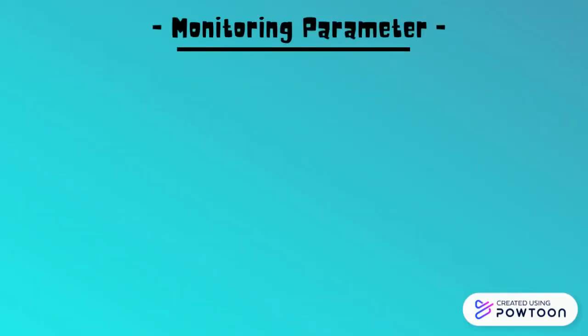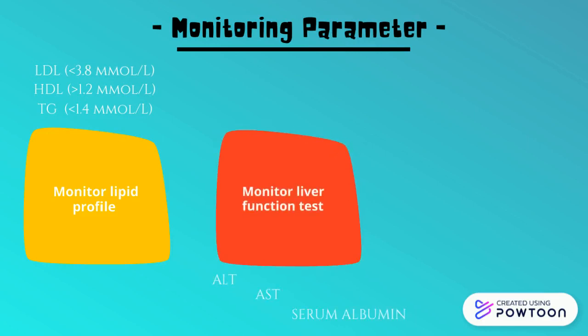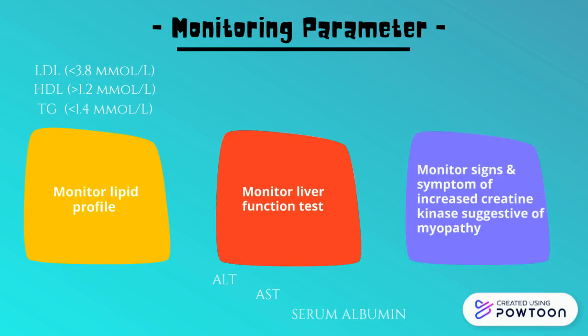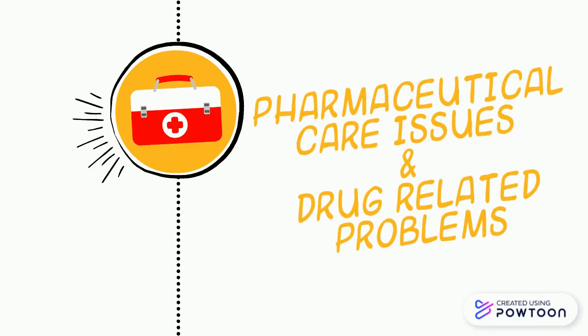For the monitoring parameter of dyslipidemia, we should first monitor the lipid profile, which includes LDL, HDL, and TG, to ensure that it is at a normal level. Next, we should monitor the liver function tests, which include ALT, AST, and serum albumin. Finally, we should monitor signs and symptoms of increased creatine kinase, which suggests myopathy, which include muscle pain, cramping, stiffness, weakness, and fatigue.